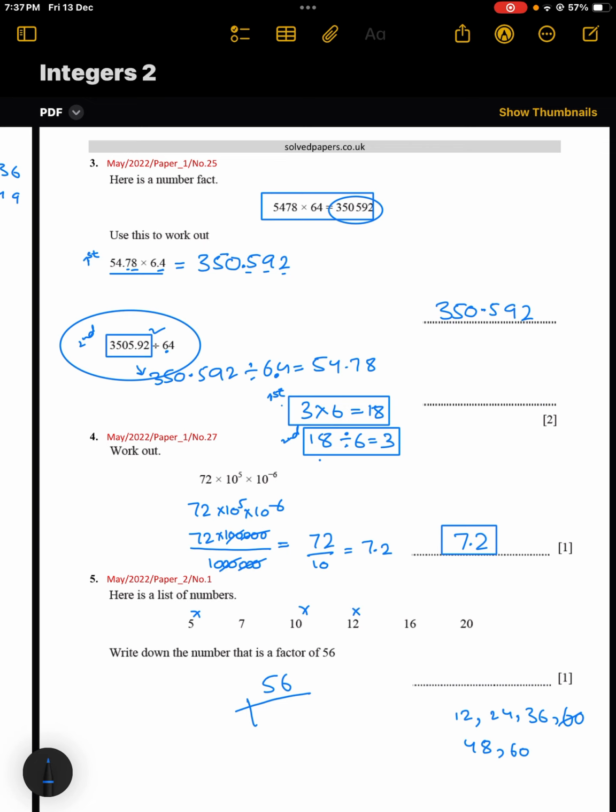This table 16, 16, then 32, then 64. 16 times 3 is 48, and then 64. So 16 is not, so 20 is obviously not. So we have only 7. 7 times 8 are 56. So 7 is the factor of 56.